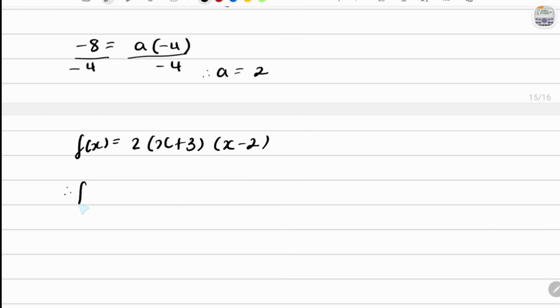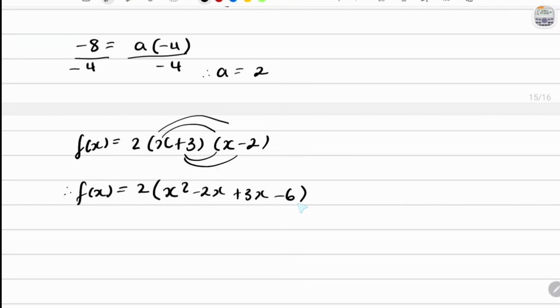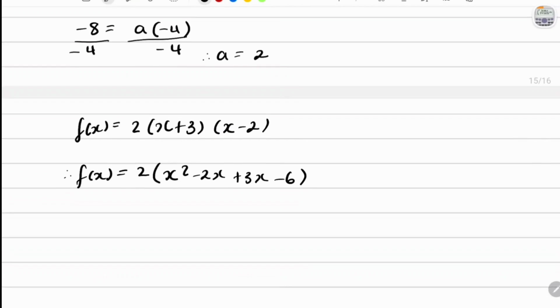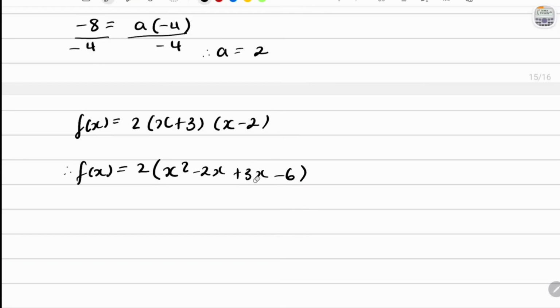So to put it in standard form, we say f of x is therefore equal to 2, and then we're going to distribute these two. Multiplying it out, it's going to be x squared minus 2x plus 3x minus 6. And of course, if you simplify that, because these two can actually add, negative 2 plus 3 is like 3 minus 2, which is 1. So that's going to be a positive x in the middle that we have there.